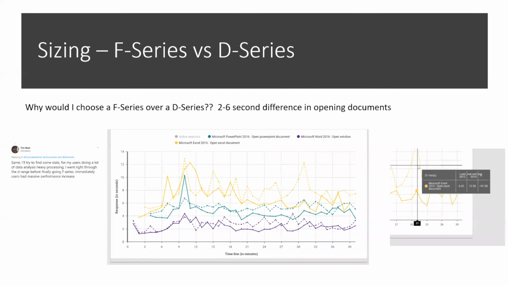So why would you choose an F-series over a D-series? Again, we ran the same workload. We noticed straight away, looking at the statistics, that when you run an F-series your response time is a lot quicker. Your users will definitely notice it. We're seeing probably anywhere between a 3 and 5 second difference when opening a Word document. Obviously, with more intensive tasks, you'll see an even bigger difference.